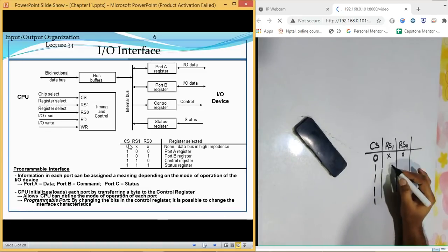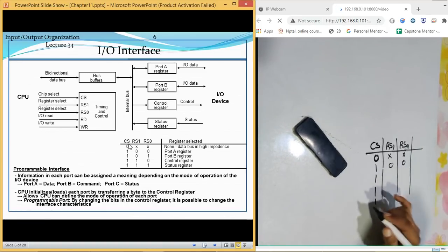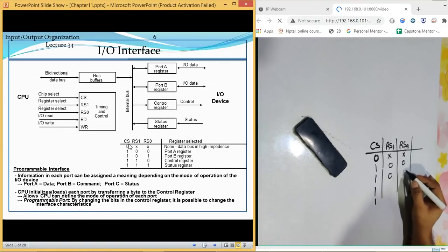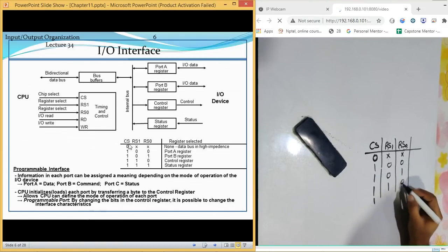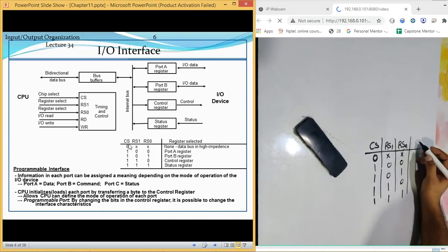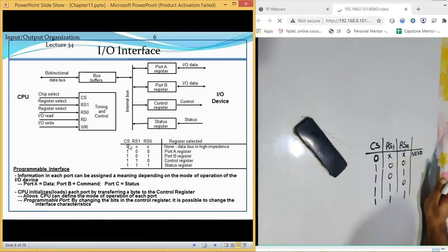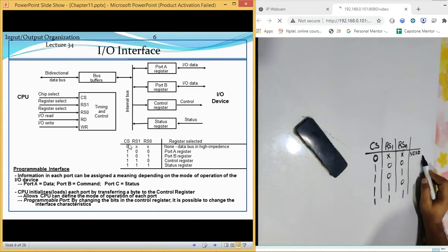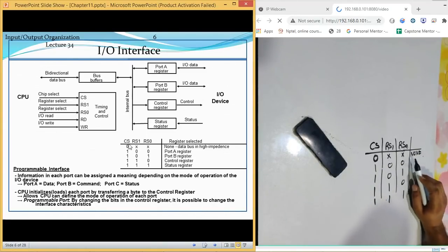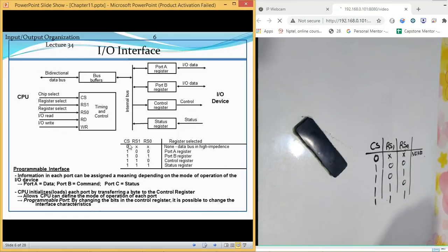Now, if this value is 0, 0, we will be having a functionality. If it is 0, 1, different work. If it is 1, 0, different. If it is 1, 1, different. Now, in this case, what is it going to perform? In the first case, if CS is 0, nothing, it will be none. Then if it is 0, 0, the first one will work. Now what is connected with the first? It is port A or A register.